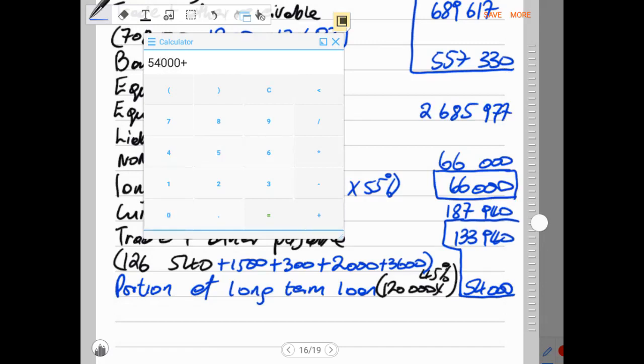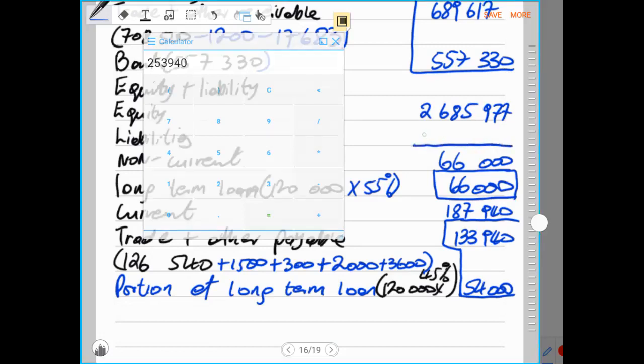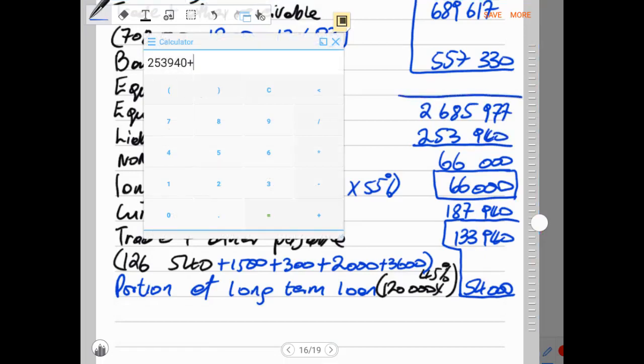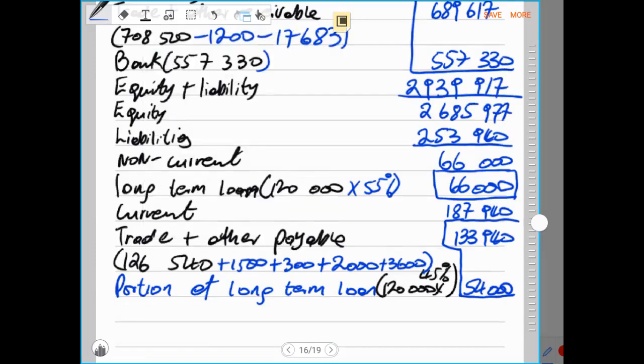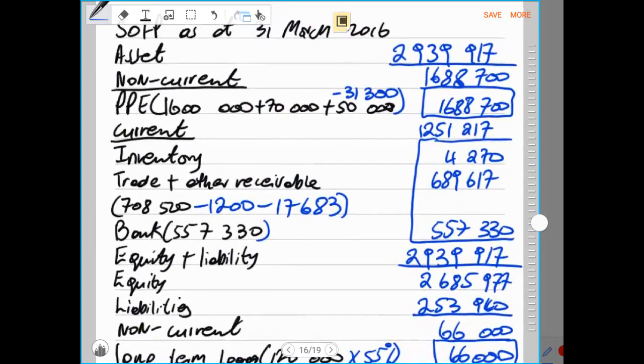54,000 rands plus 133,940 is 187,940, plus 66,000 rands. That will give us the total of liabilities as 253,940. Then we add our equity and liability. We will say plus 2,685,977. That gives us 2,939,917. So now we have to compare the two and check if we get the same amount as our assets.